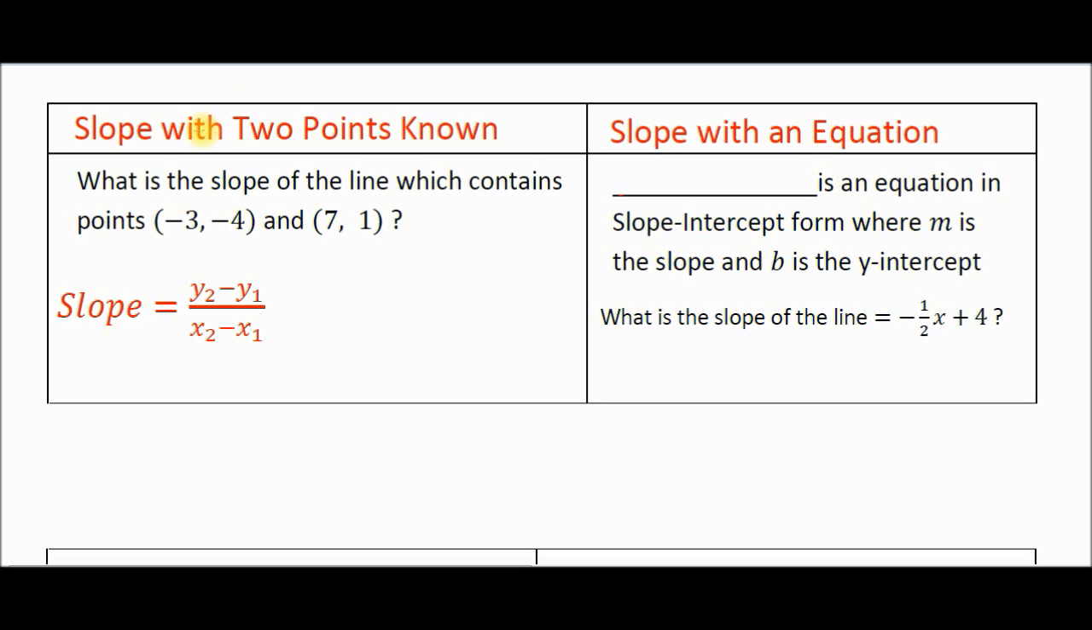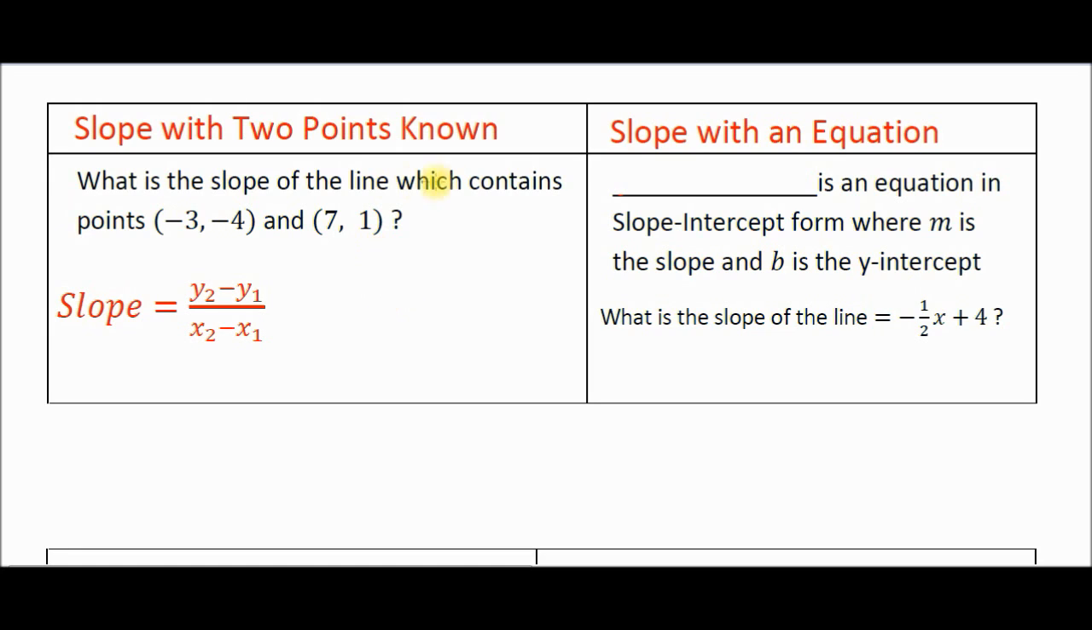This section is titled Slope with 2 points known. And then on the right side we have finding slope when you're given an equation. We'll cover that one in a moment. And if you want to go ahead and just write the slope formula here, slope formula is the difference between the y values, or y sub 2 minus y sub 1, over the difference between the x values, or x sub 2 minus x sub 1.